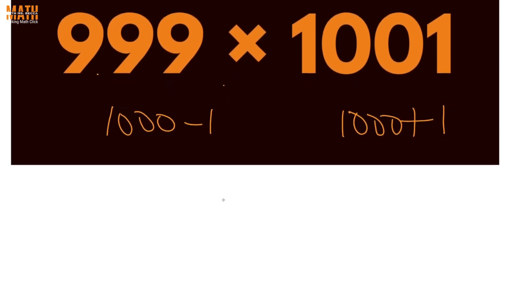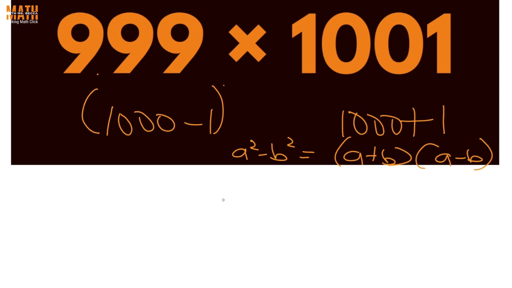So here now we use the difference of two squares, and the difference of two squares says a squared minus b squared is the same as (a plus b)(a minus b). So look at what we have here now. This is 1000 minus 1 times 1000 plus 1. So here 1000 becomes the a and 1 becomes the b. So that here now we have 1000 squared minus 1 squared.